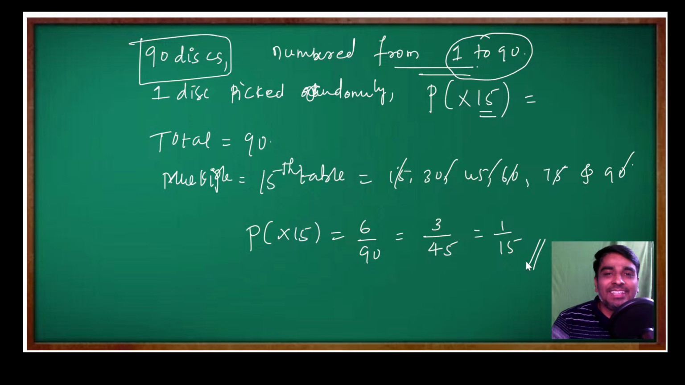Look at this. You people will always say maths is tough. Where is it tough? Little kids can do all this. That's it. 1 by 15, correct.